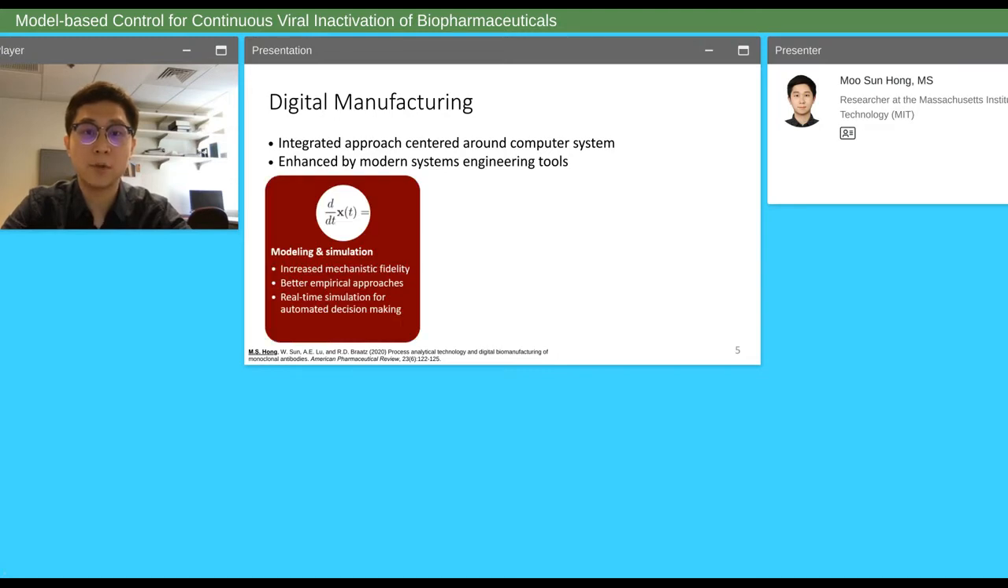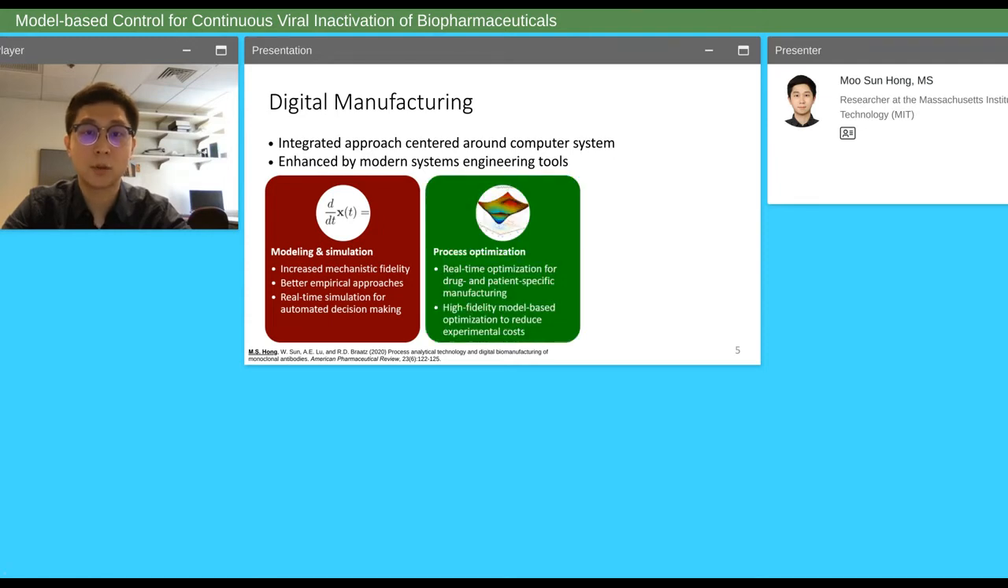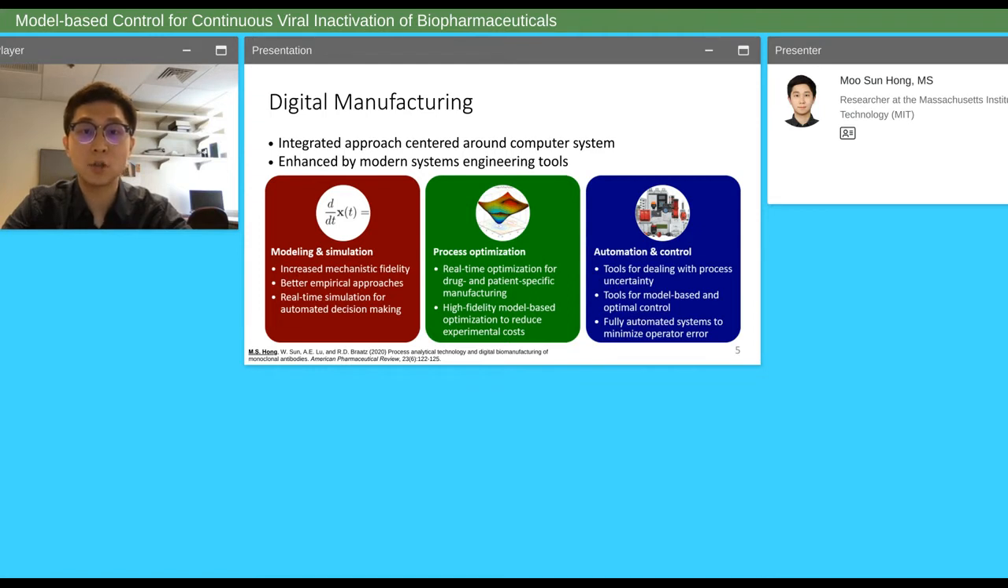First, modeling and simulation provides increased mechanistic fidelity and better empirical approaches and can be applied in real time for automated decision-making. Process optimization can also be applied in real time for drug and patient-specific manufacturing. And high-fidelity model-based optimization can reduce experimental costs. Systems engineering also provides tools for dealing with process uncertainty and model-based optimal control. These result in fully automated systems, minimizing errors caused by the human operators. Moreover, synergy between these tools enhances impact to the digital manufacturing.